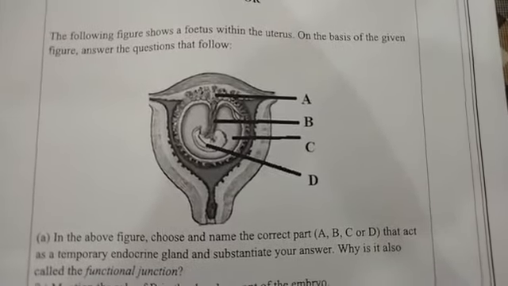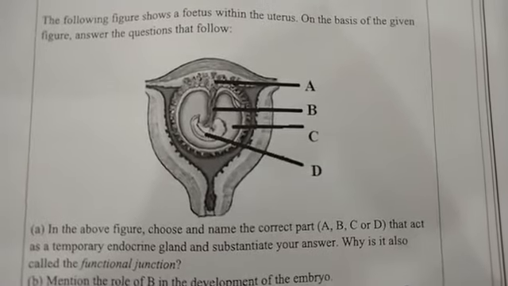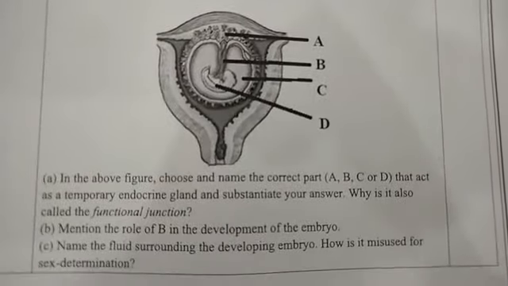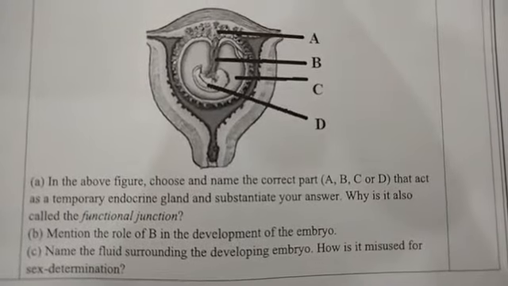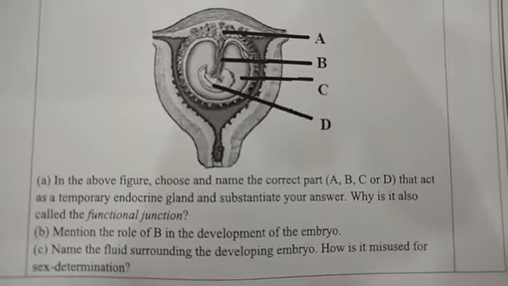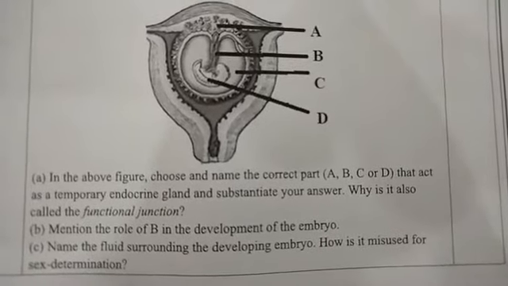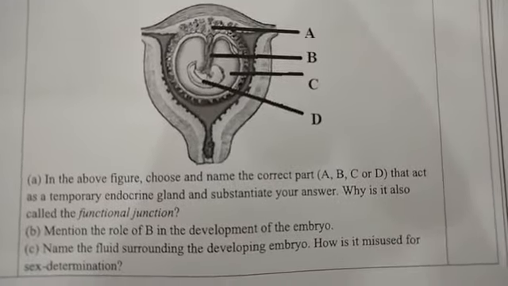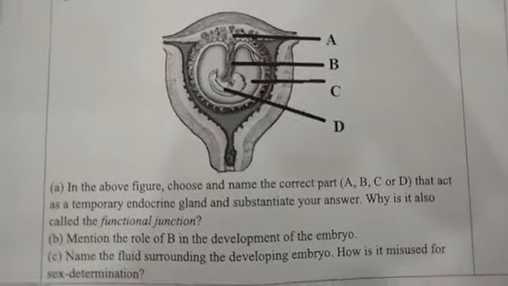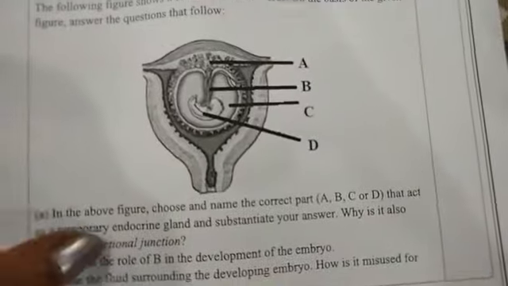This is the figure. Name the correct part, A, B or C, D. What does it show? Act as temporary endocrine gland and substantiate your answer. Why is it also called the functional junction? Mention the role of B in the development of embryo and name the fluid surrounding the developing embryo. How is it misused for sex determination?